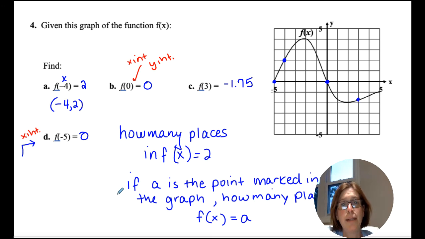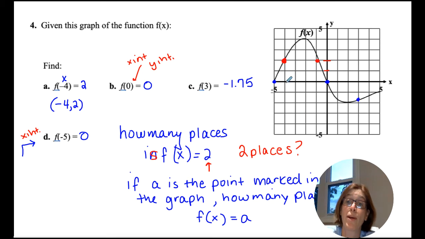All right, making it a little bit more complicated, how many places is f of x equal to 2? Okay, so it's not giving me x this time, it's giving me the output, it's giving me the y. All right, so here's 2 on the axis. Well, f of x equals 2 here and here, in 2 places. And that can happen. We can have multiple y values, just like we can have multiple x values, okay?